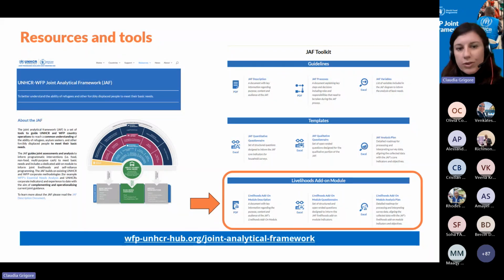Now, which tools and resources does the JAF Livelihoods add-on module have? As you can see here, we have three main resources. The first one under number 1 here is the Livelihoods add-on module description, which is basically a document describing the module, when it should be used, its level of analysis and indicators, and relationship with the bigger JAF. Then under number 2, you have what we call the Livelihoods add-on module questionnaire, which is basically the questionnaire to be used for any primary data collection that you'll have to conduct in the Livelihoods module.